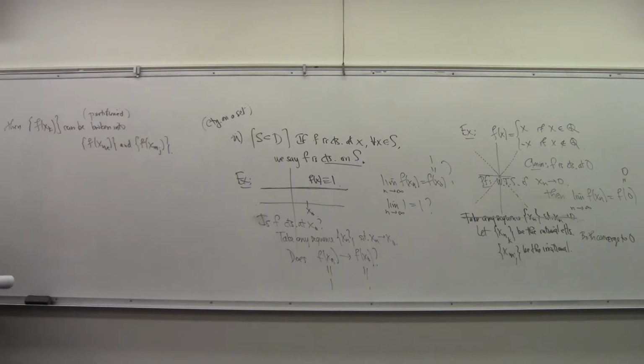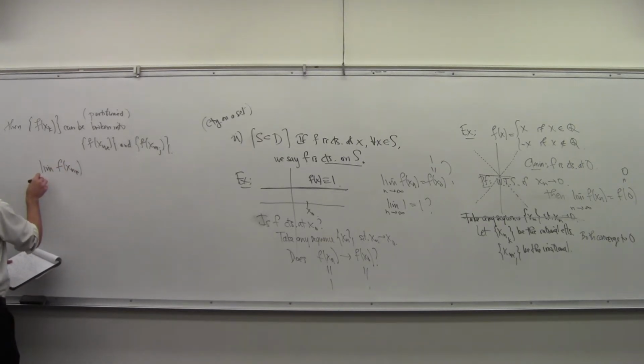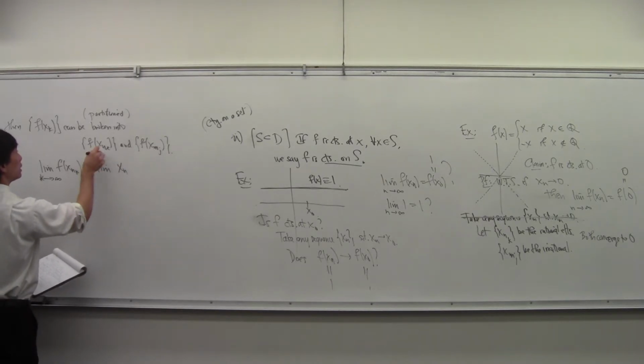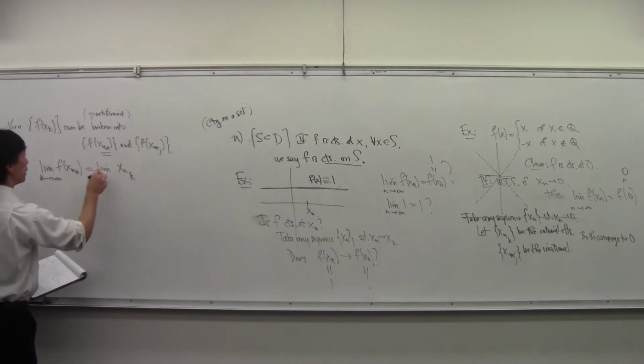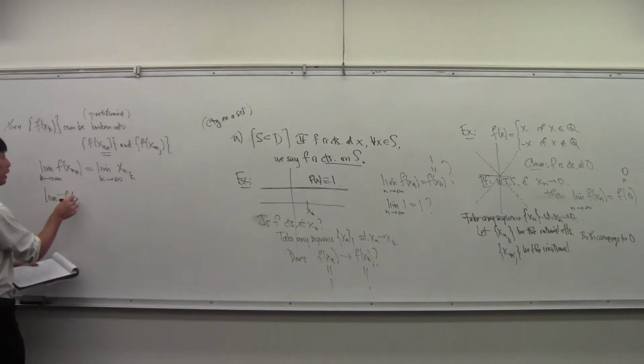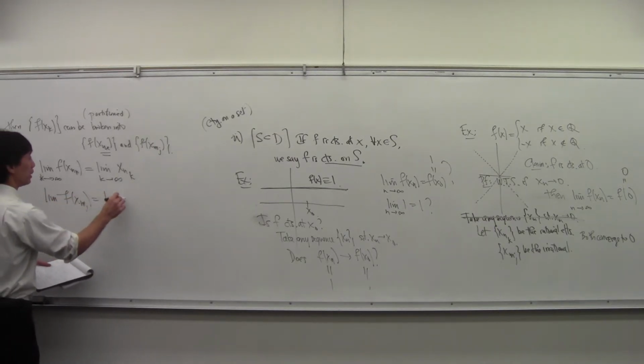Maybe partitioned is a better, more mathematical sounding word. It can be partitioned into these two sequences. Anyway, we know what we mean here. And we see that the limit of these, the rational ones, is just the limit of x_{n_k}. The rational ones, f on a rational number is just that rational number. f on an irrational number is negative that irrational number.